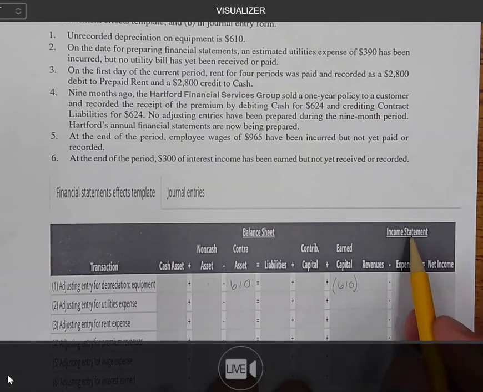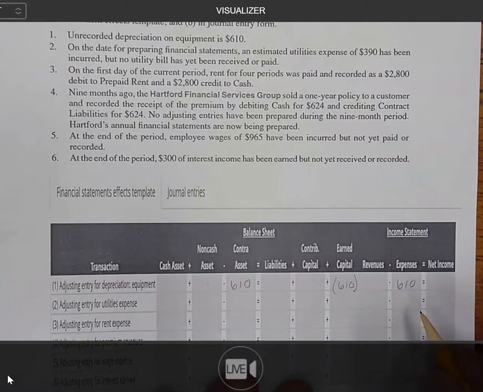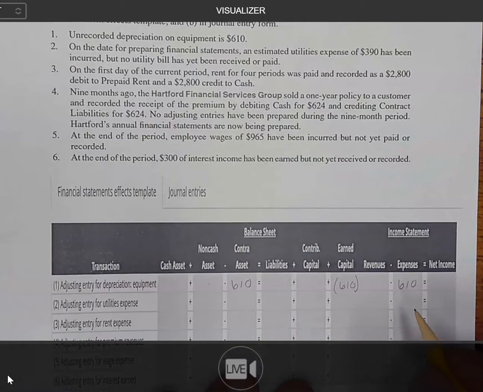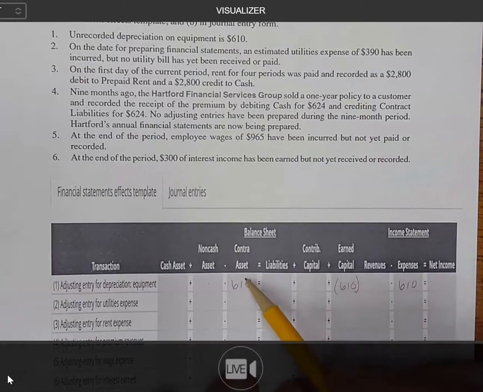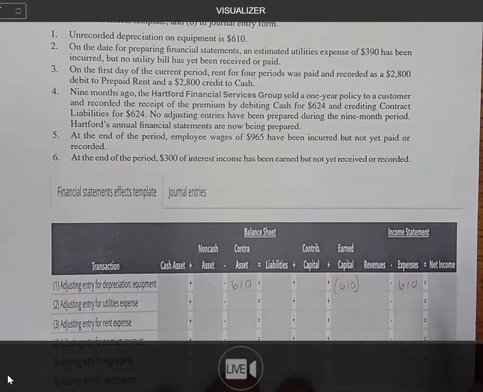Over on the income statement, we have no revenues here, but we do have depreciation expense. We'll see this when we get to the journal entry exercise, but this expense and this balance sheet entry would have gone together. So expenses have gone up, which means that net income goes down accordingly.